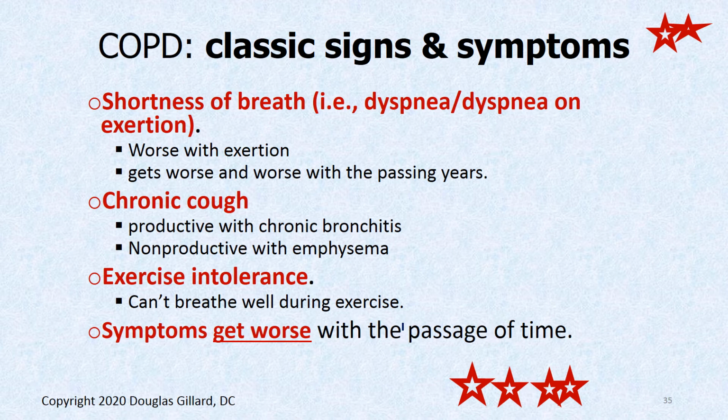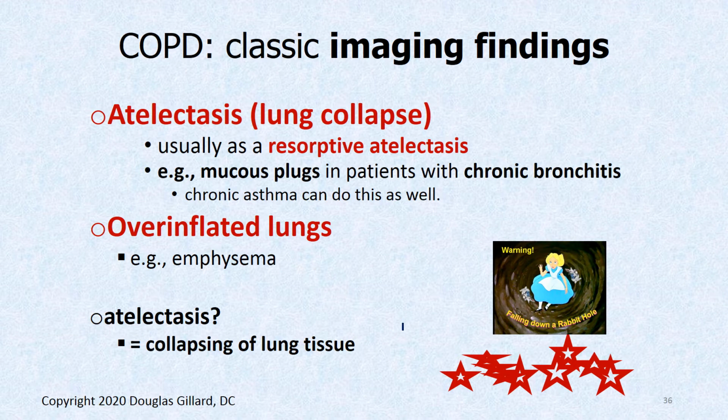Classic signs and symptoms involve hypoxia, so shortness of breath, and chronic cough, especially in people with bronchitis. Chronic bronchitis is always over-secreting mucus, and these people are always infected. Exercise intolerance: you may have enough to just sit at your desk or on the couch, but when you demand your lungs work more and perfuse the body more, you can't do it. So you have exercise intolerance. And this is a progressive condition. It does get worse with the passage of time.